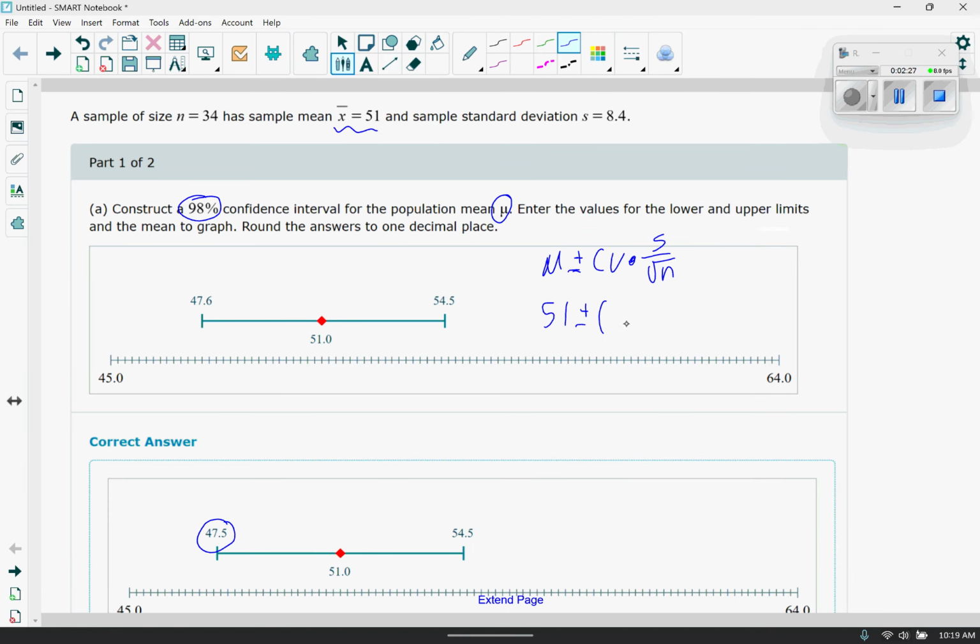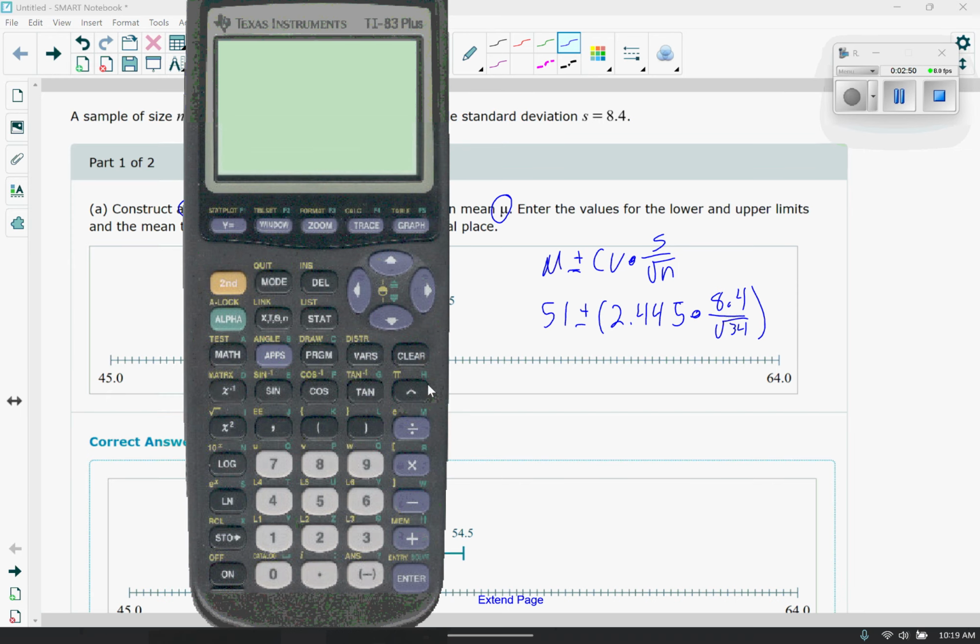2.445, and then we're going to multiply that by the standard deviation of the population divided by the square root of the size of our sample, which in this case you use 34, so don't use 33, you actually use whatever n is. And I'm going to grab my calculator and figure out what that value is real quick. So let's see, 2.445 times 8.4 divided by the square root of 34.